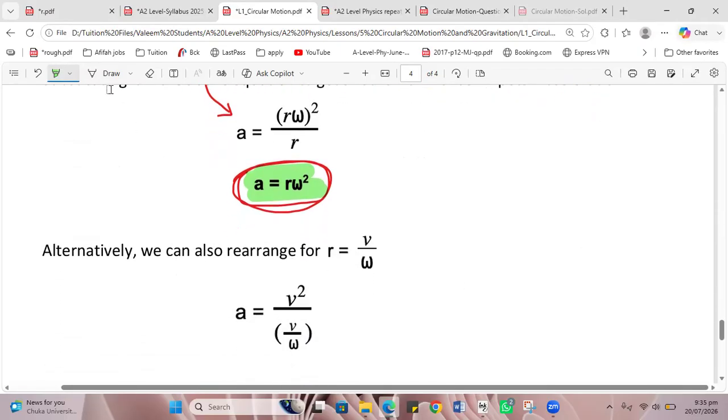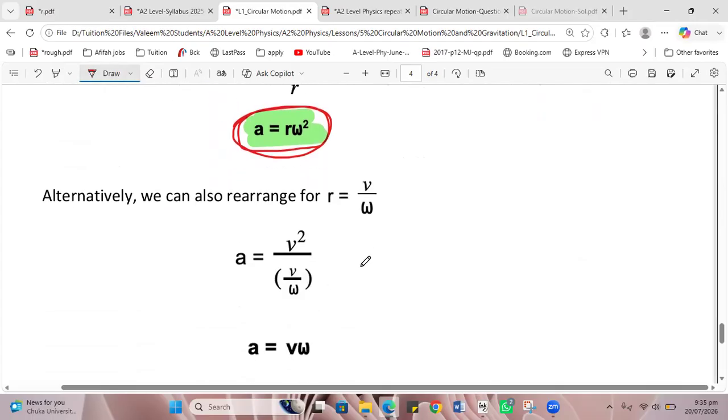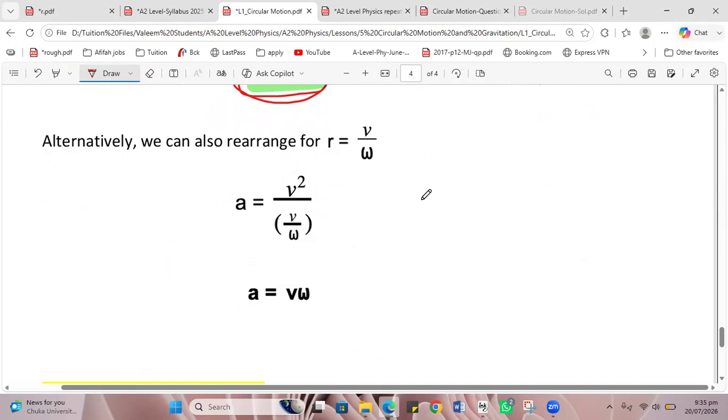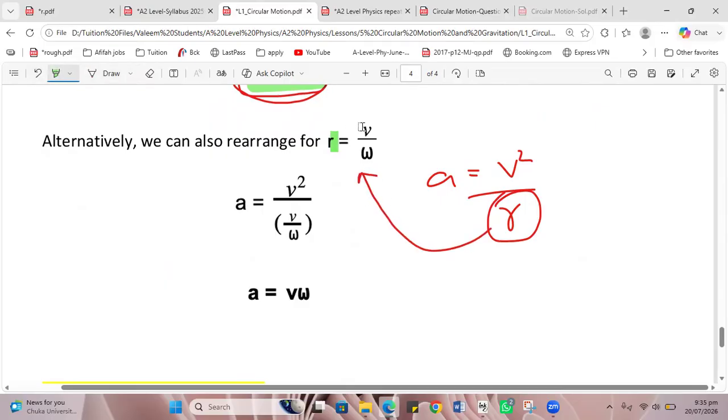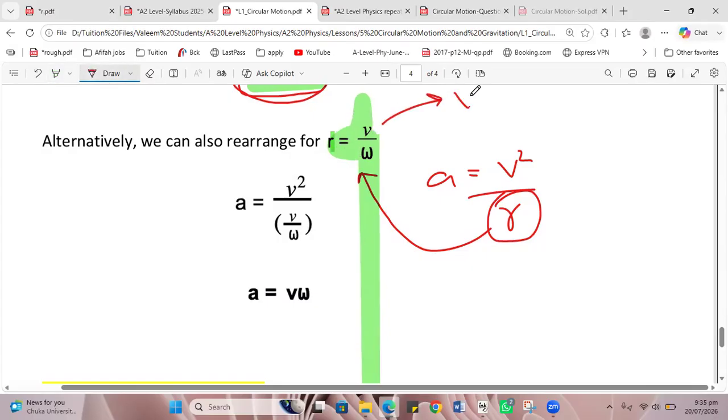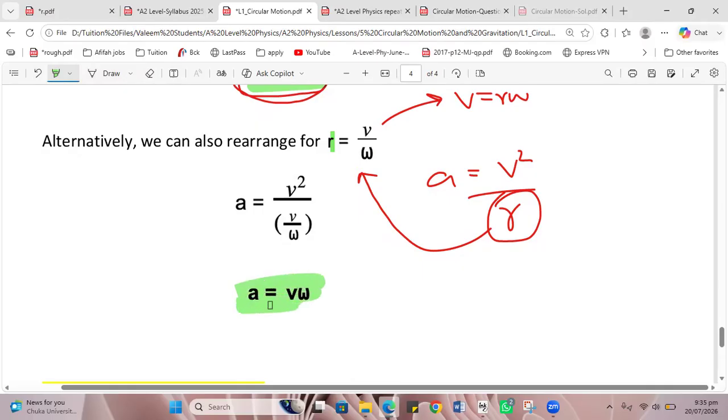Similarly, you have a third possible formula for centripetal acceleration also. This time, you substitute for the denominator r. r is equal to v upon omega. Where did I get this from? From the same formula, v is equal to r omega. It is just rearranged. Okay, simplify, simplify, and you get this.